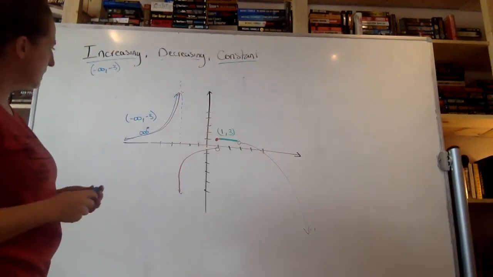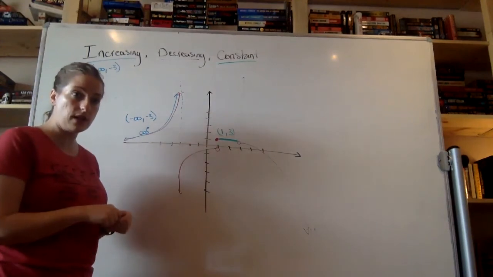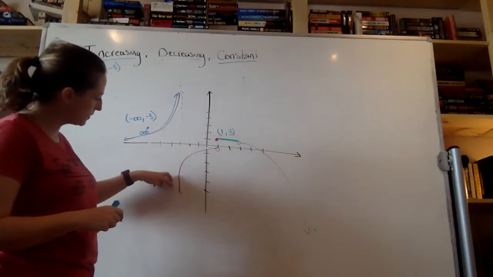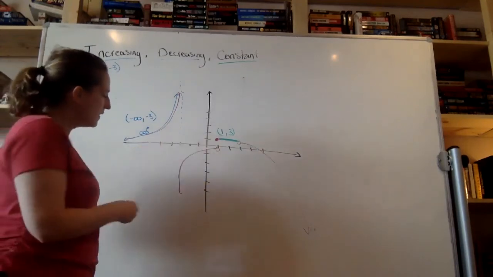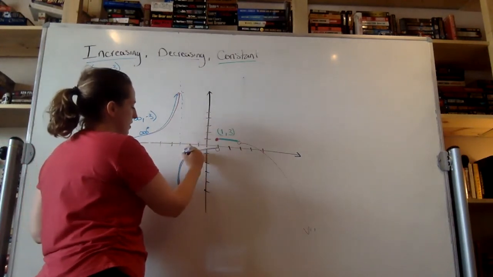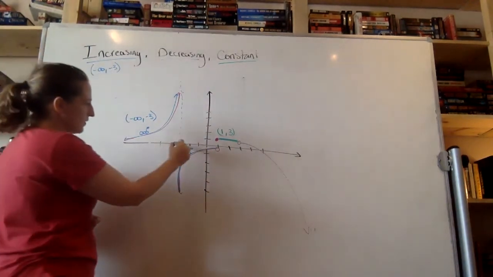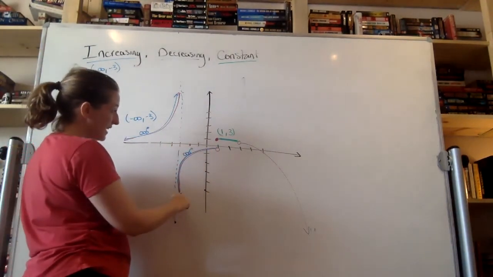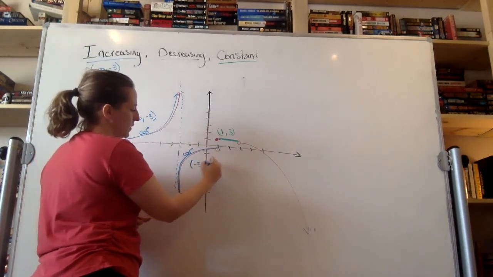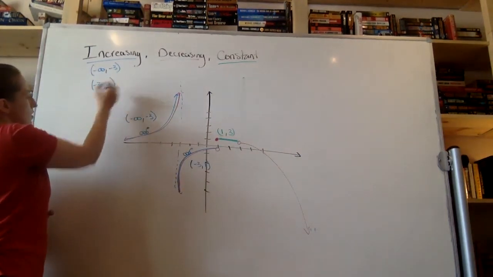Let's look at this next piece of our function. What are we doing on this next piece? Are we increasing or decreasing? Remember that it helps to think that we walk from left to right. If an ant was walking along the top of this function, that ant would be walking uphill. So we're increasing here as well. Okay, so what's the interval here? Well, this starts at negative 3 and goes until 1. So our interval here would be negative 3 to 1.